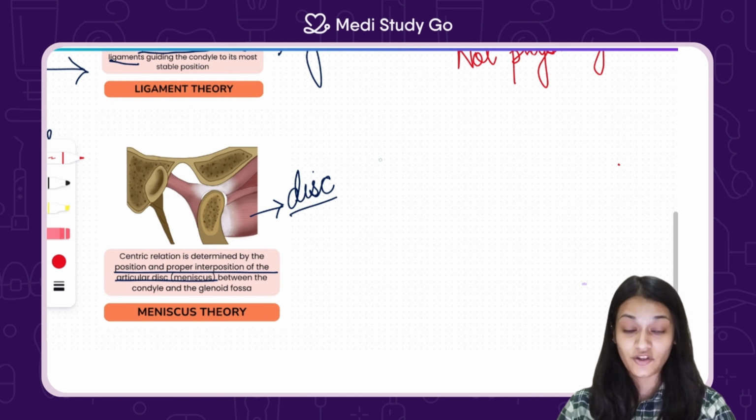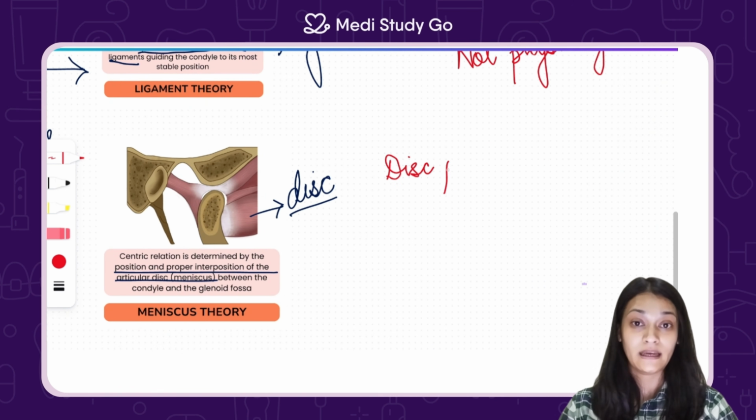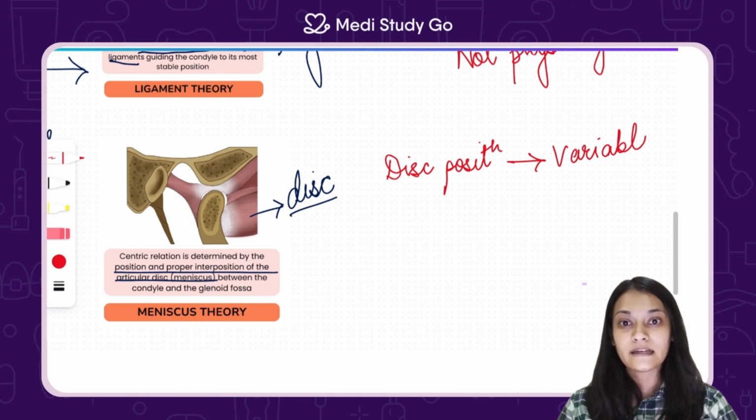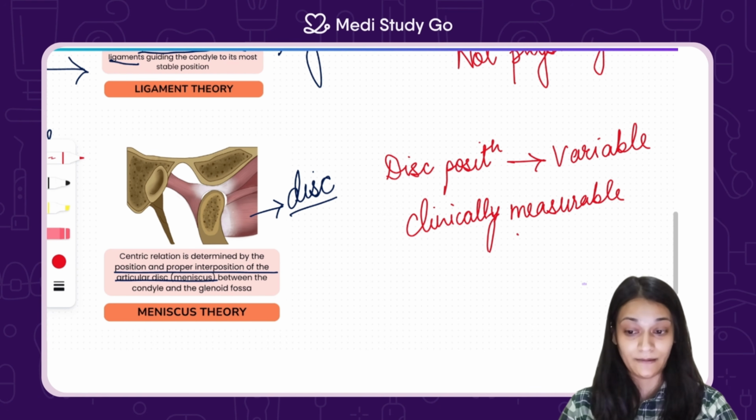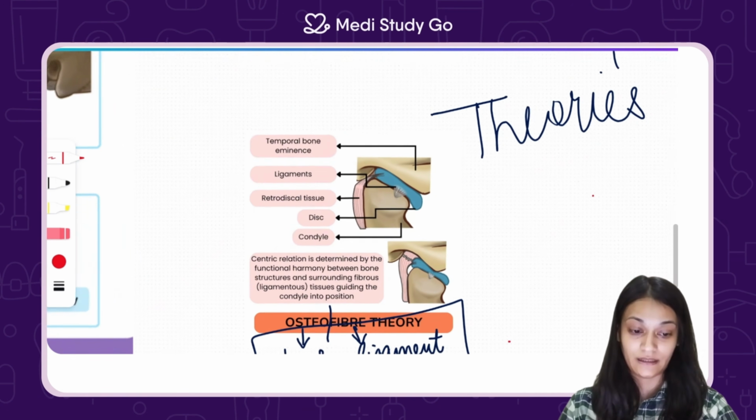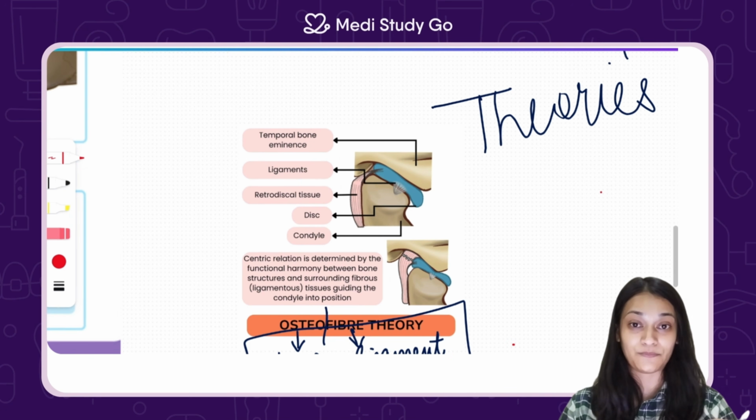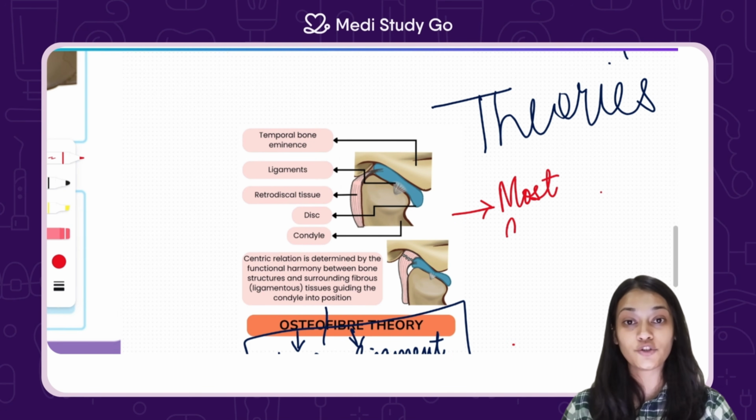Then there was the next theory, the meniscus theory. Now according to this, the disc position was highly variable. Thus, it is not clinically measurable. So this theory was also not accepted well. Then came the osteofiber theory. Now this theory was most accepted, but at the same time certain authors considered it to be very vague.